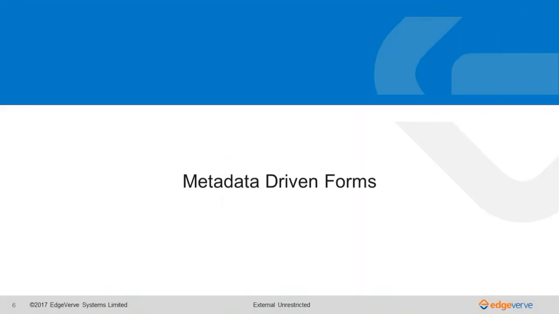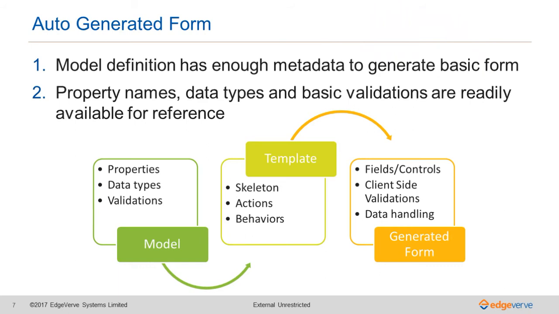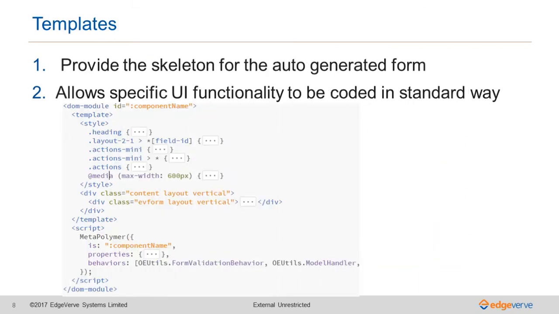We have already seen UI route and navigation link forms that were auto-generated based on metadata. Let us see this in some details and understand how we can create and control the auto-generated forms for business models. For a simple data capture form, the underlying model definition has enough data to generate a simple form. The framework takes this definition data and mixes with the template to generate the form. Templates provide the skeleton, button placement, and pre-configured behaviors that bring life to the component.